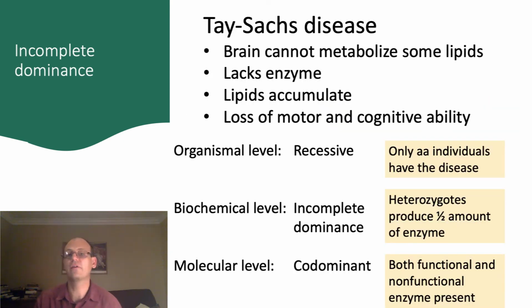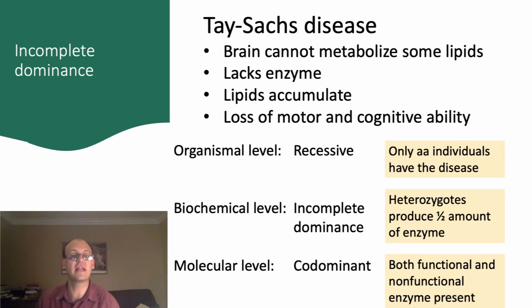When we think about whether something is dominant or not, we need to think about the level of organization we're looking at. Tay-Sachs disease is an inherited disease in which the brain can't metabolize certain lipids because it lacks the enzyme to do so. As a result, the lipids accumulate in the brain and lead to the loss of motor and cognitive ability. At the organismal level, Tay-Sachs disease is recessive.